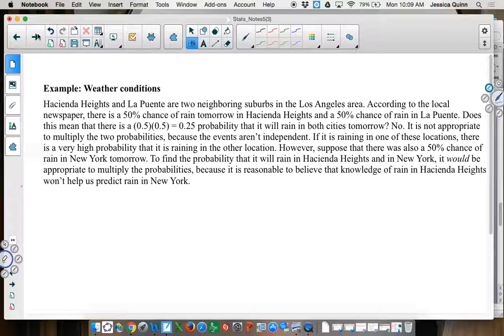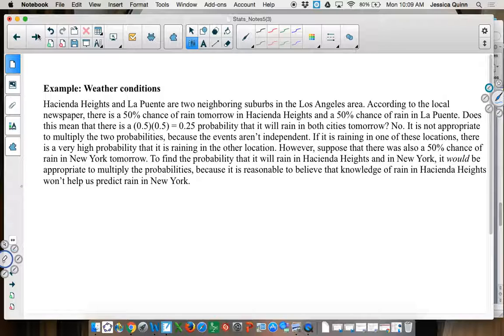So this is an example. There's nothing for us to do with this, we're just going to read this little situation. Hacienda Heights and La Puente are 2 neighboring suburbs in the LA area. I have no idea where either of them are. I'm sorry, I don't know anything about LA. La Puente. Great. Must be by Hacienda Heights, right?